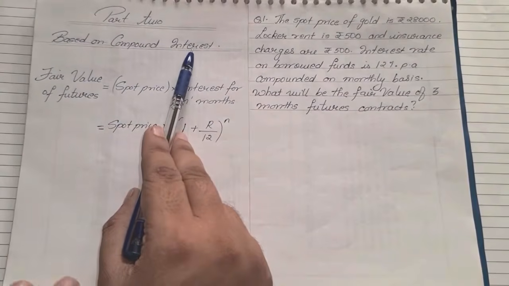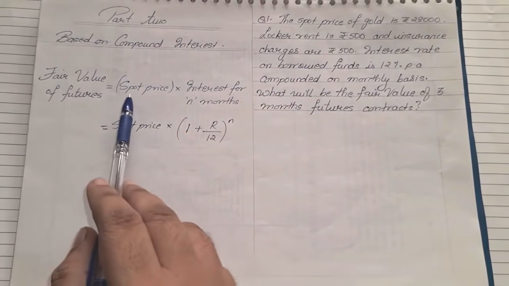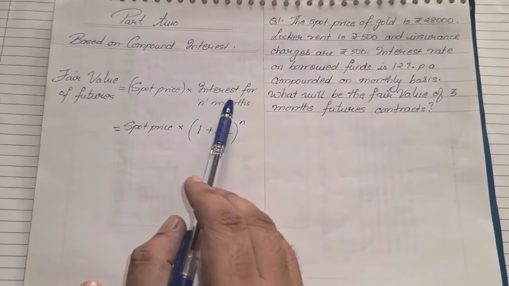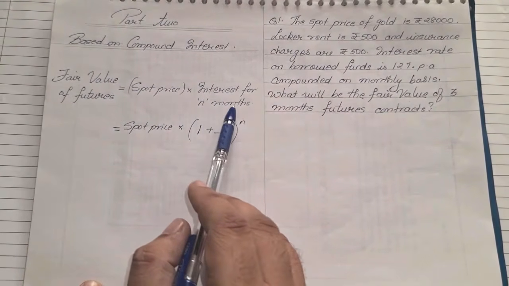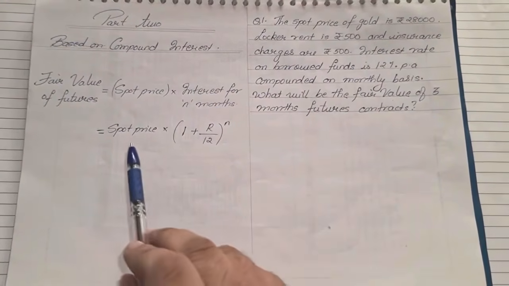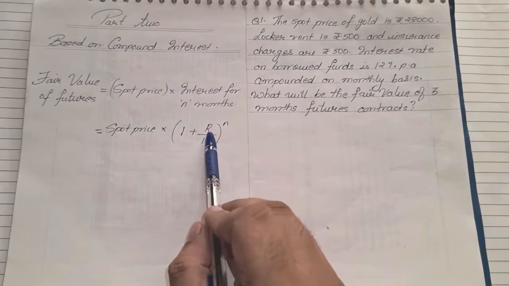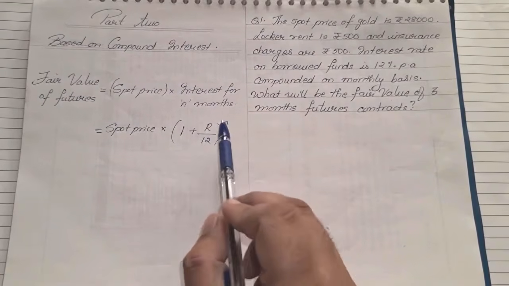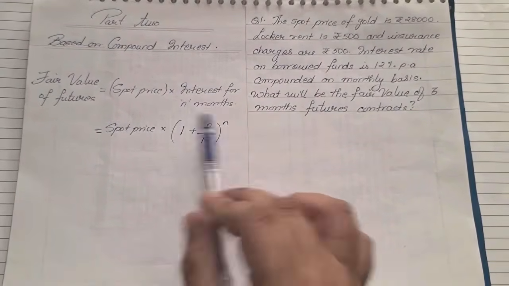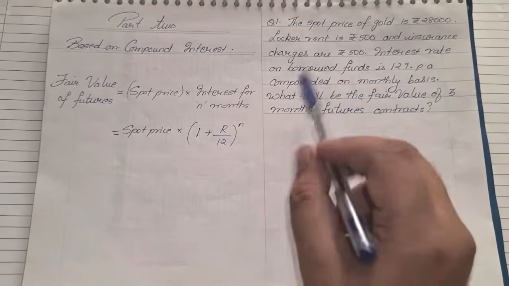compound interest. Now the formula is, for fair value of future under compound interest, spot price into interest for n months, which is equal to spot price into 1 plus R divided by 12 raised to the power of n. So now this is the difference between the simple interest and compound interest. Now let us see how we use this in the actual sum.